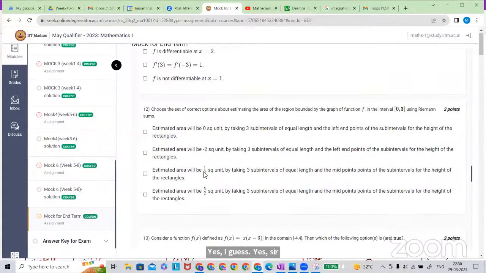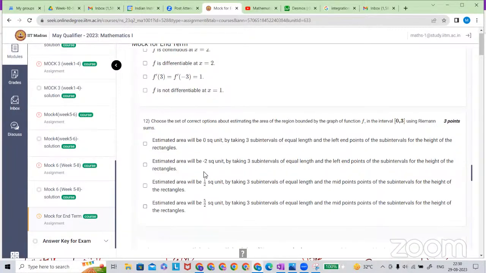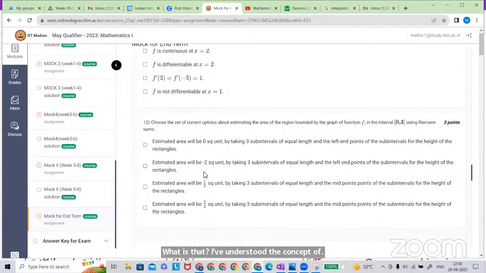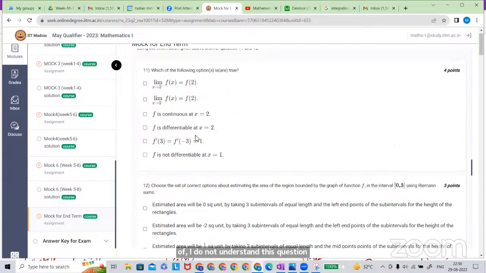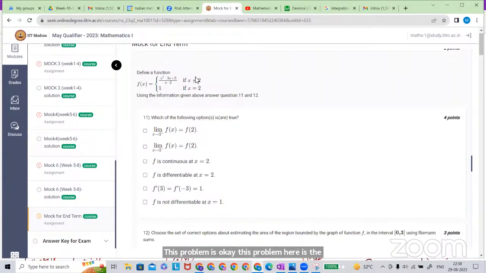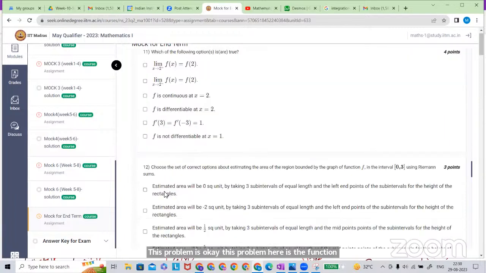So then are you getting the concept? Are you getting the concepts? I've understood the concept of Riemann sum, sir, but I do not understand this question, sir. These questions. Okay, this problem: here the function is given, and here the estimated area is 0 square unit by taking three subintervals.